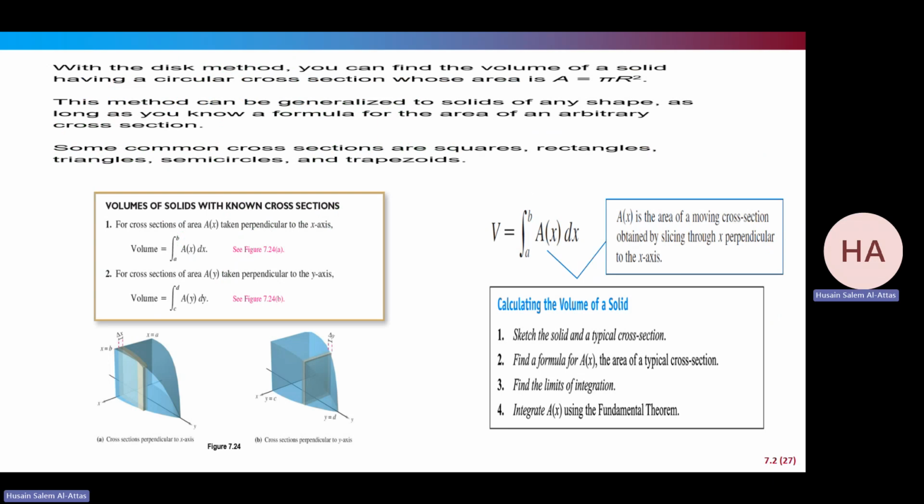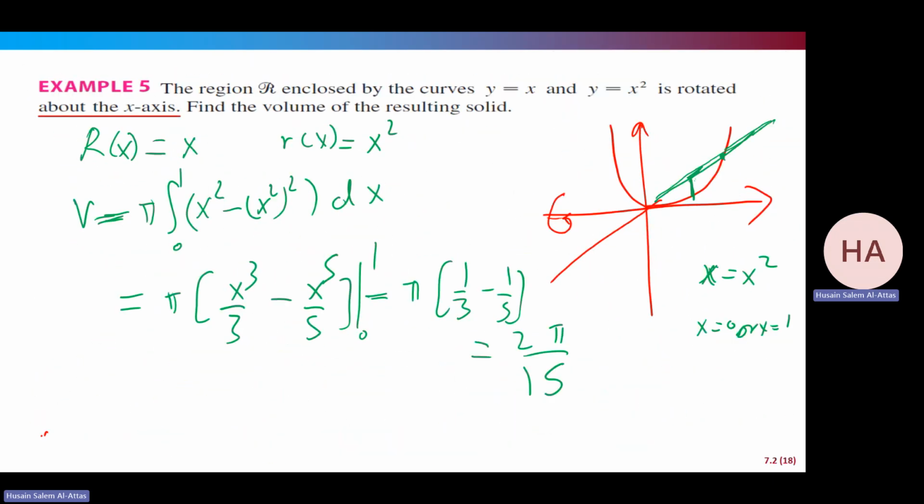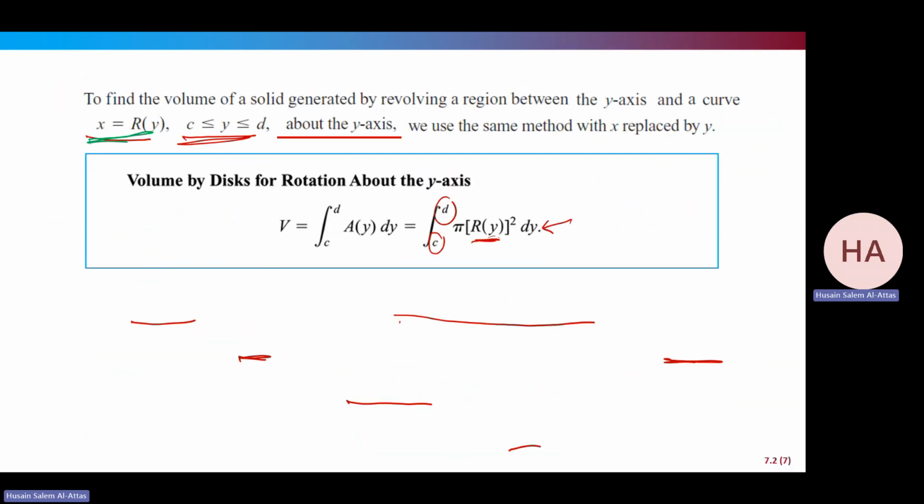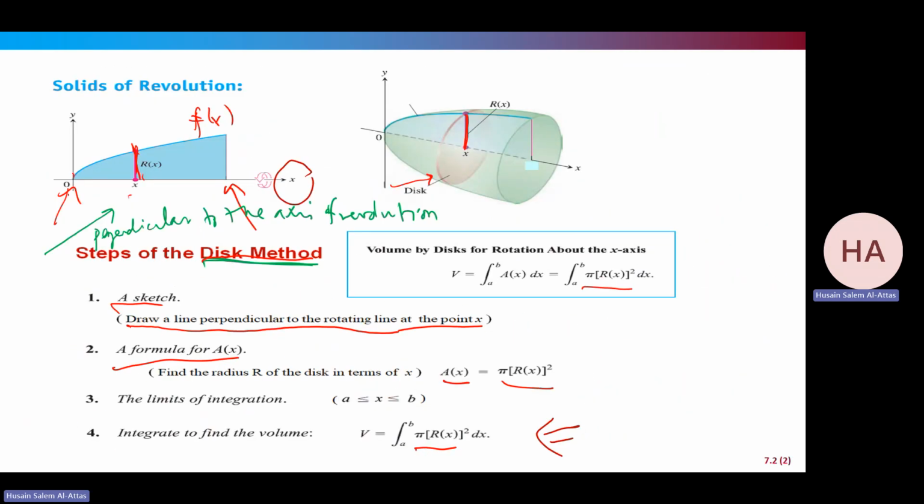Now we'll move to the third part of this section, which is if the base is not a disk, if the cross section of the base is not with the disk method. Let me read what we have here. We can find the volume of a circular cross section. All of this, we are dealing with the disk. Remember when we started? We started with the disk. So I have a circular cross section.